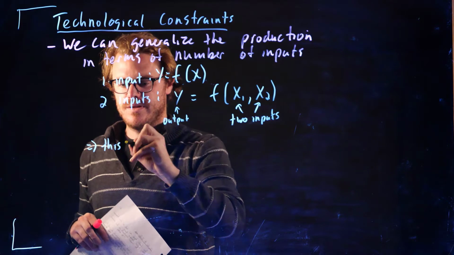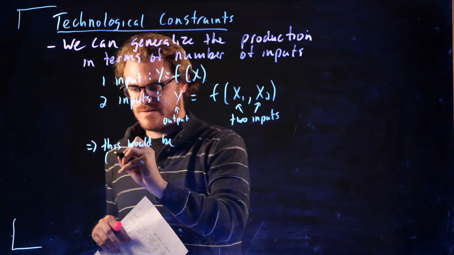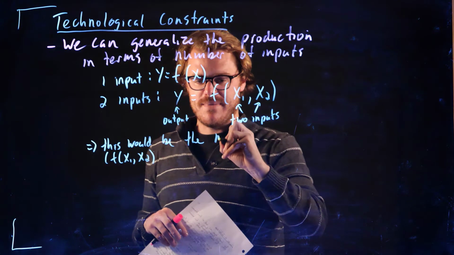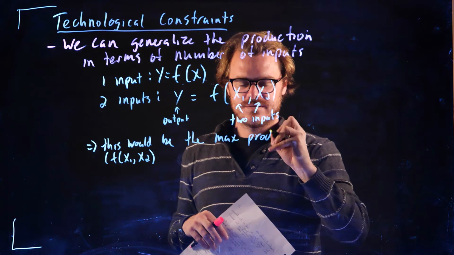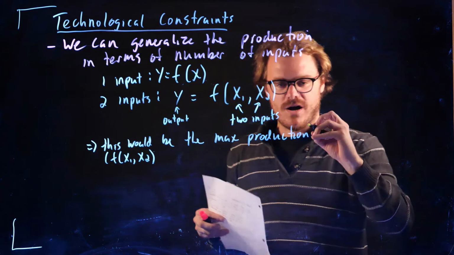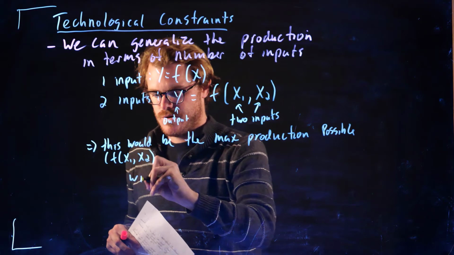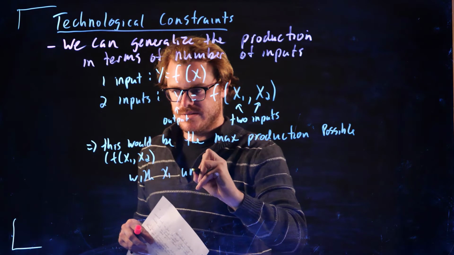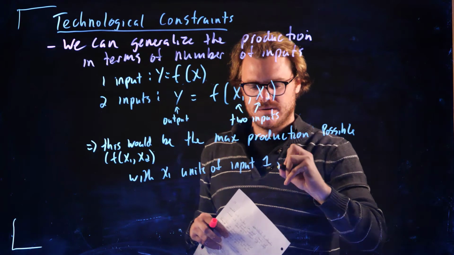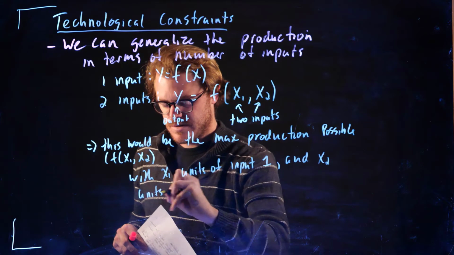So this would be, by this I mean f of x1, x2, the max production possible with x1 units of input 1 and x2 units of input 2.